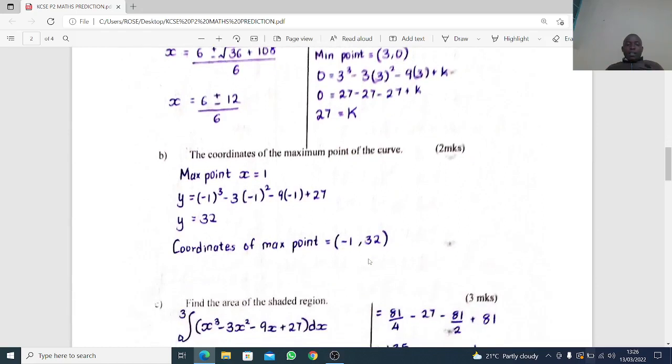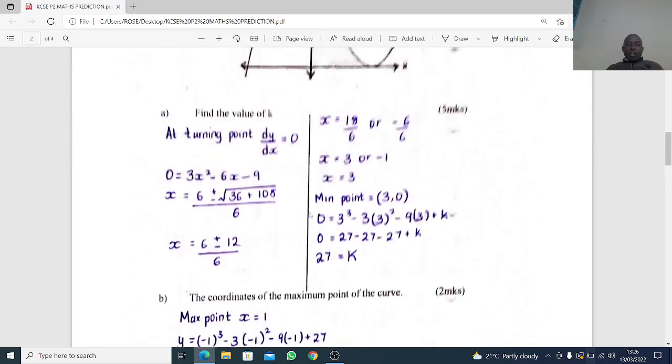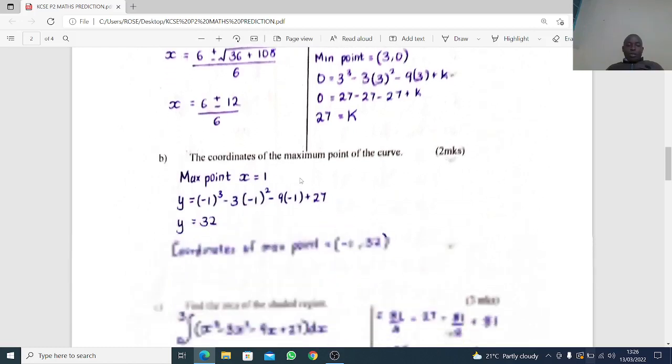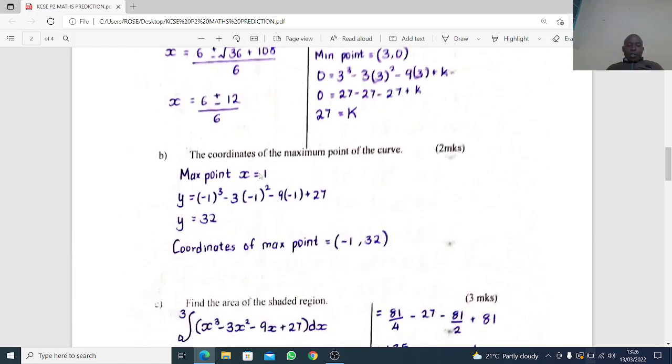Then we are asked to find the coordinates of the maximum point of the curve. We know that at this maximum point, x is negative 1. So we need to find the value of y by substituting in the equation, with x equals negative 1: negative 1 cubed, minus 3 times negative 1 squared, minus 9 times negative 1, plus 27. So finally you find y to be 32. The coordinates of the maximum point are negative 1 and 32.